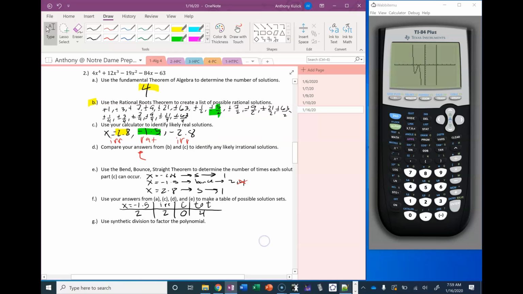All right. So now let's start our synthetic division. To do the synthetic division, I have to use my rational solution. I only have one of those. It's negative 1.5, so I have to use that one.